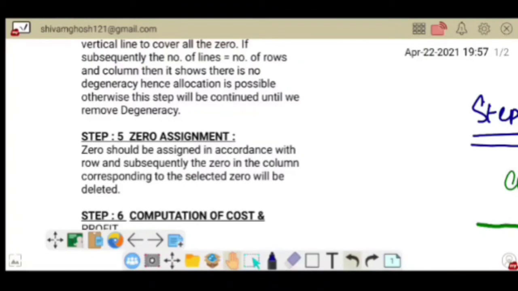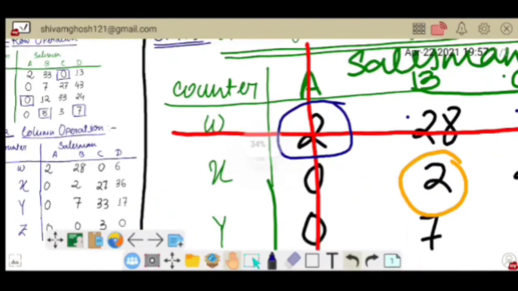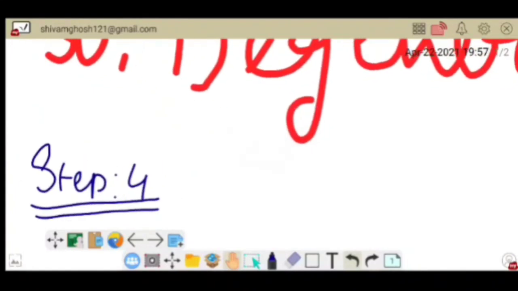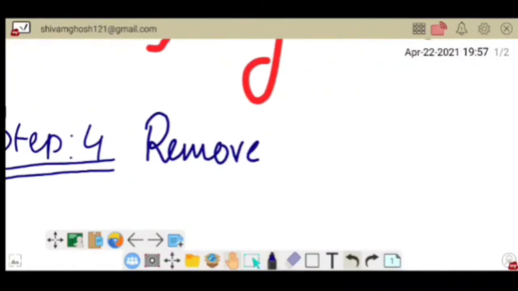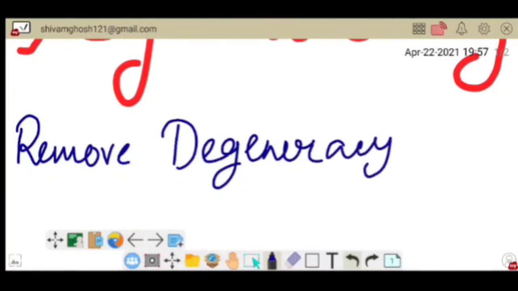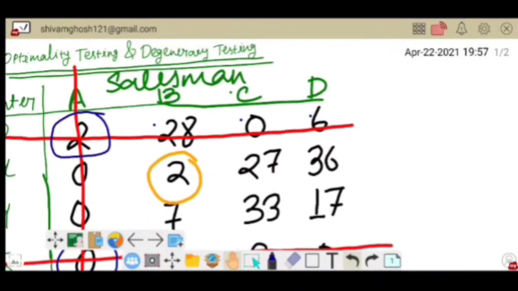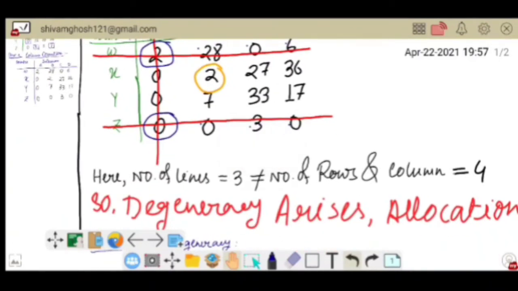So now according to the explanation of step 4, we will write it down here. In step 4, we will remove degeneracy. Remove degeneracy, and we have to add with the intersect point and deduct from the non-crossed elements.